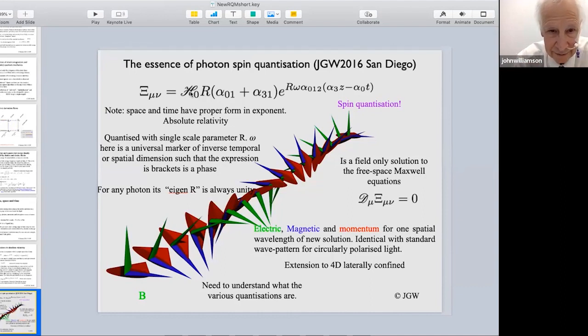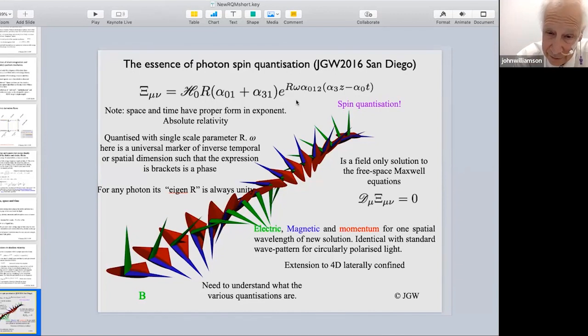Quantized light. For any photon, its eigen R is always unity. This is a field-only solution to the free space Maxwell's equation. So if I take that and I do D of that, I will get zero. Again, a nice sum to do at home. D mu of that. Very nice sum to do at home.